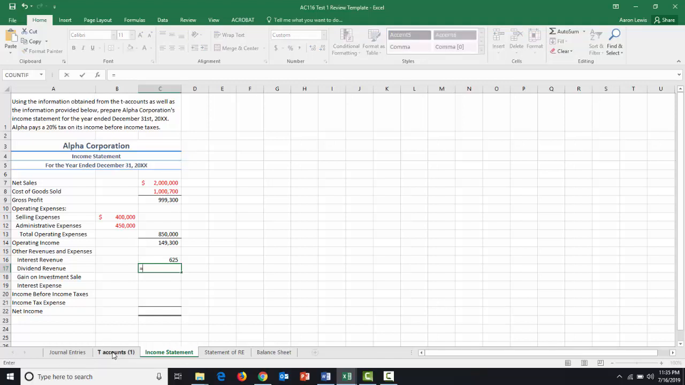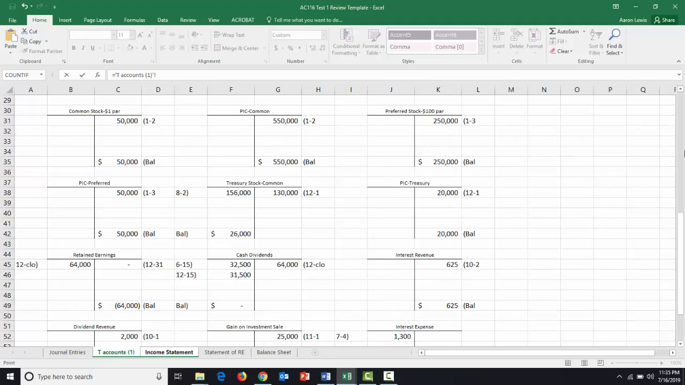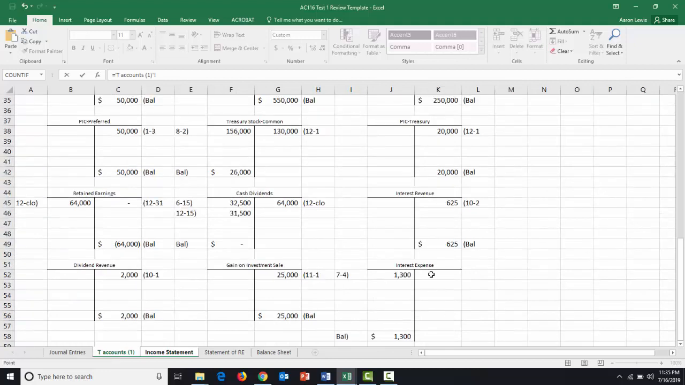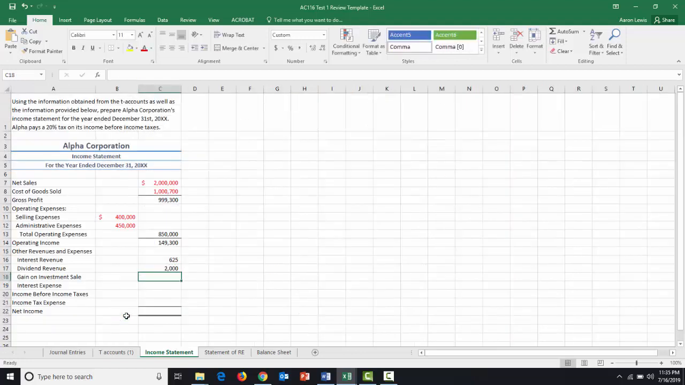Next up, we have dividend revenue. Same steps. We're going to hit equals, click on the T accounts, and we're going to go find dividend revenue. Once I scroll down, we'll find the balance of that being $2,000. We hit enter, brings that over.